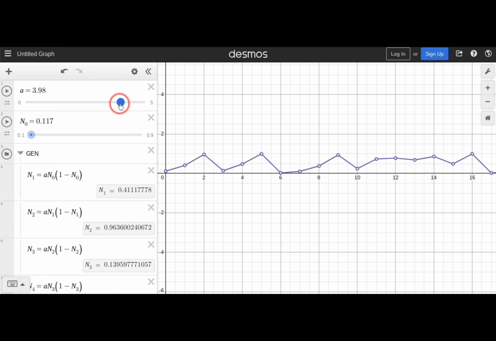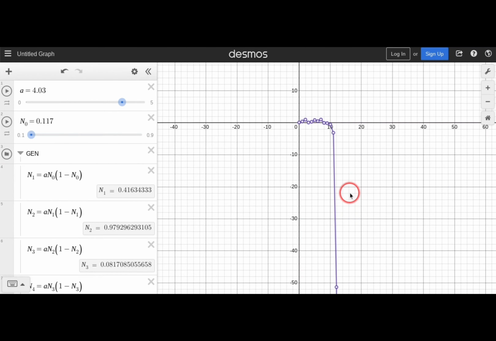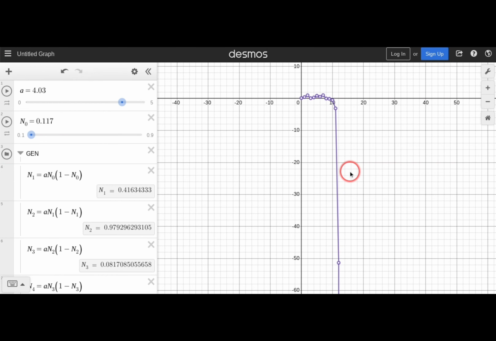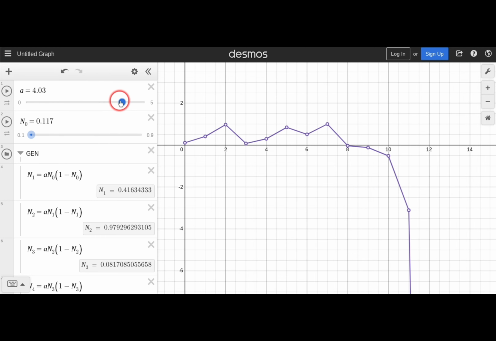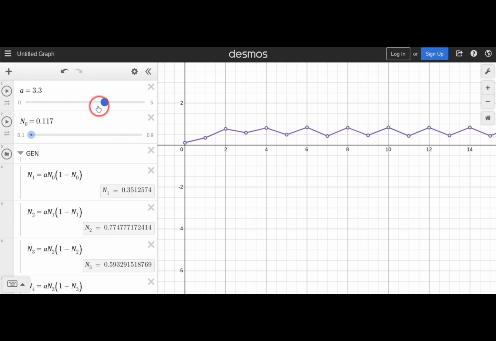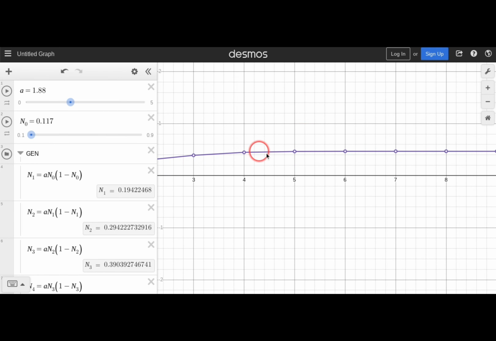And then once we go over 4, the graph just goes into utter chaos. It just goes negatively downwards forever. But if we were to decrease it back down to, let's go 1.8, we see it stably increases 3.9, 4.7, 4.6, 4.68, 4.68, and then stabilizes at 4.68.